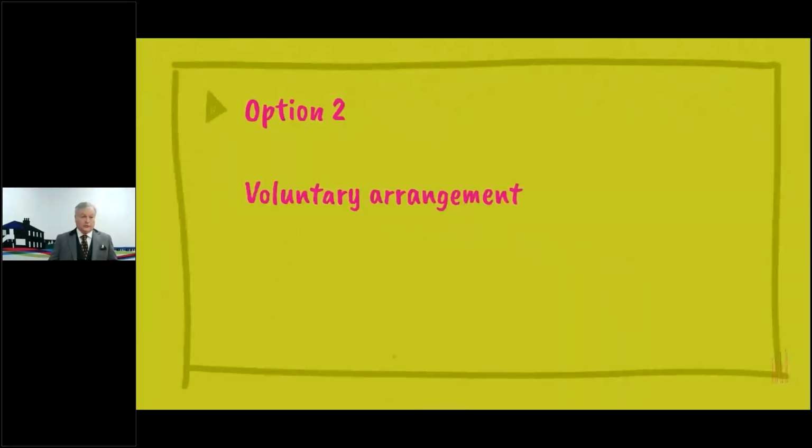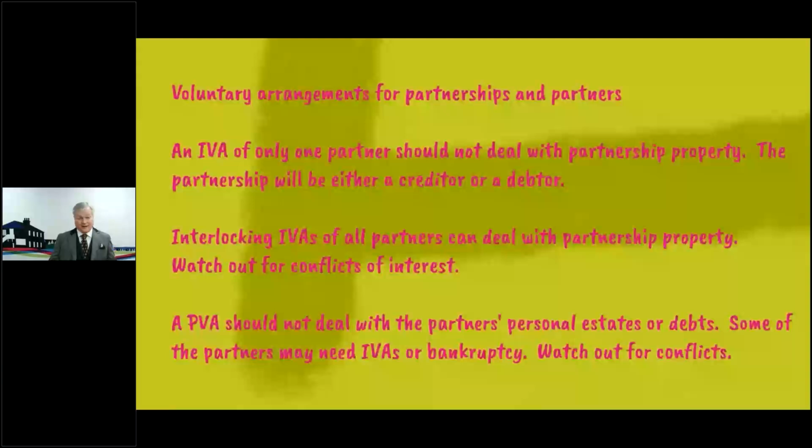Second option that you've got beyond bankruptcy is a voluntary arrangement. And of course, this could be an individual voluntary arrangement or a partnership voluntary arrangement, which is essentially a CVA with modification, so it works for the partnership rather than for a company, or both IVAs and CVAs.